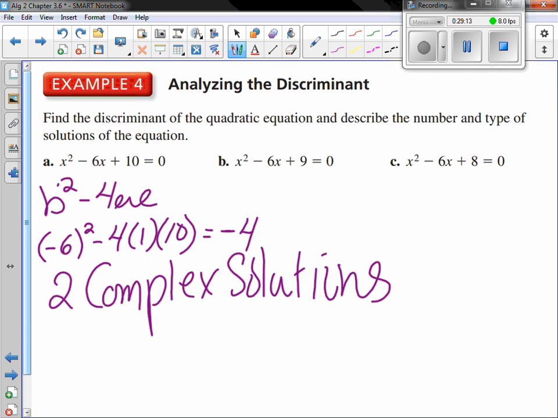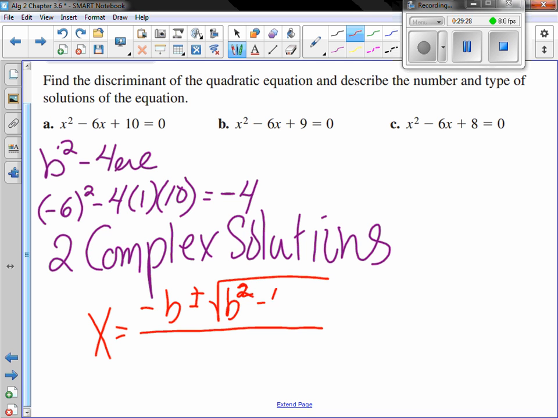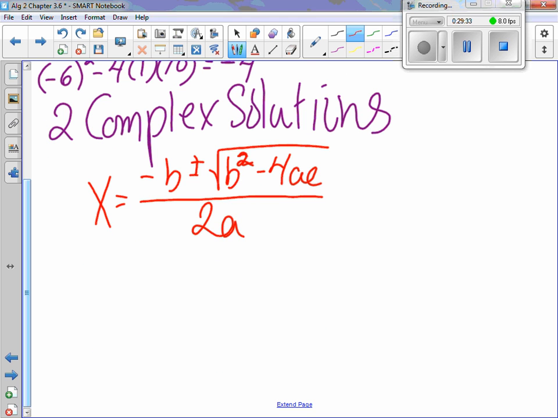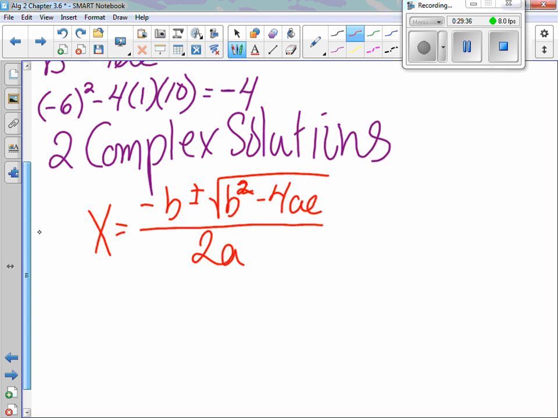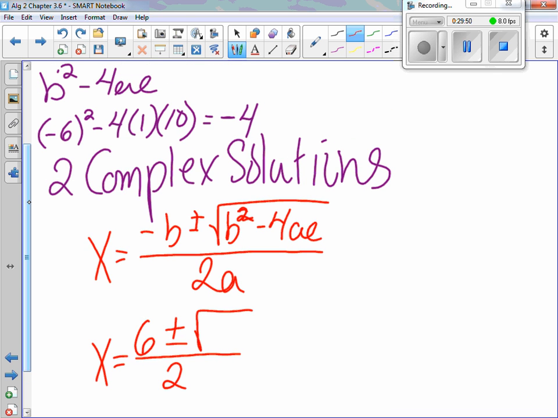Well, there's a good chance they might ask us to solve this here. And that's just using the quadratic equation. x is equal to negative b plus or minus the square root of b squared minus 4ac all over 2a. For us here, the value of b is negative 6. Well, the negative and negative would give us a positive. Well, a is 1, so 2 times 1 would give us 2. And that's just pulling it from the equation.